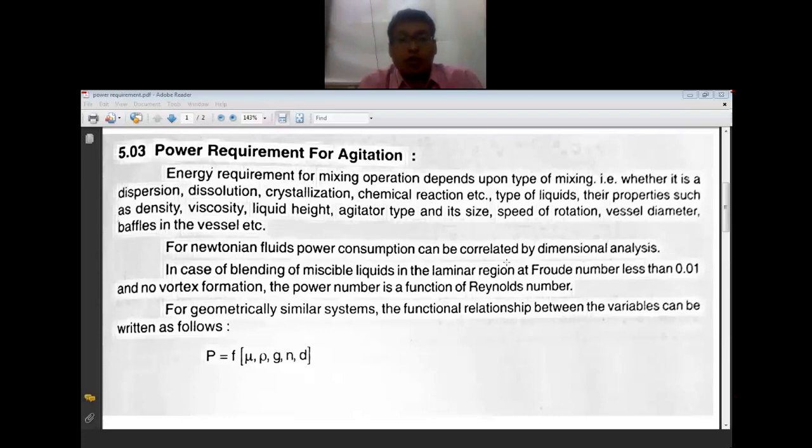First we will consider the different variables that the power depends on. Power is a function of viscosity, density, gravitational force, speed of rotation and the vessel diameter. These are the basic physical parameters that are taken into account for the calculation of the power.